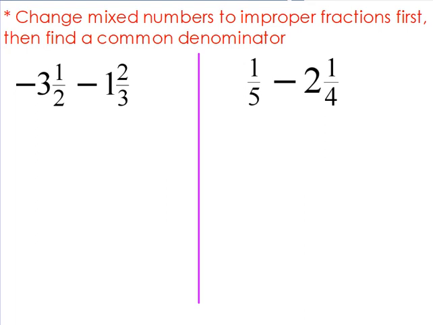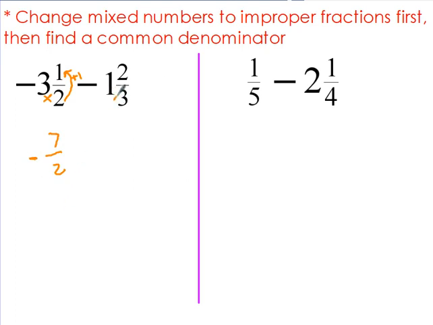Now, as a reminder, to change mixed numbers to improper, we first multiply the whole number in front, the base in front, by the denominator. So I'm going to multiply -3 by my denominator 2, and then afterwards I'm going to add the numerator. So 3 times 2 is 6. 6 plus 1 is 7. So this is going to become 7 over 2, and the whole thing stays negative.